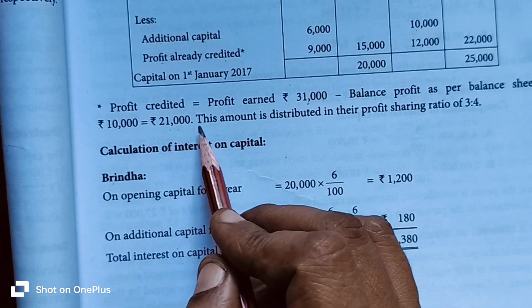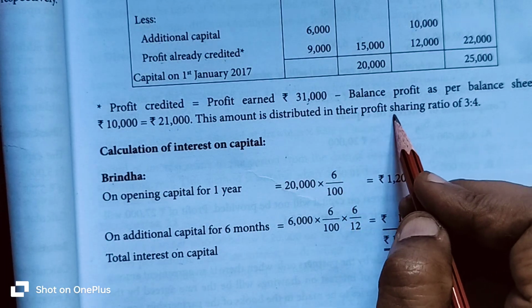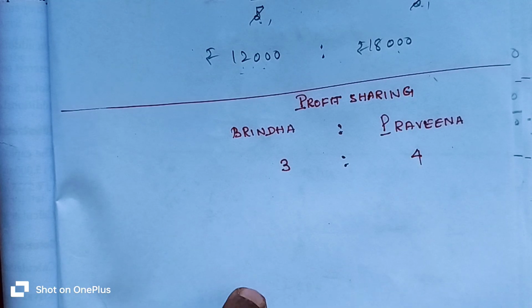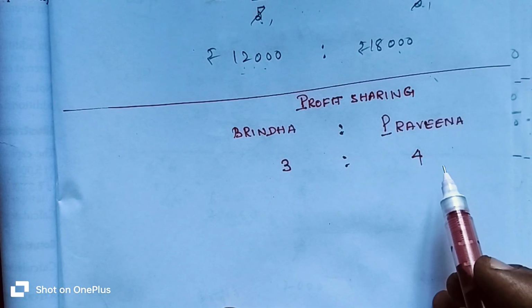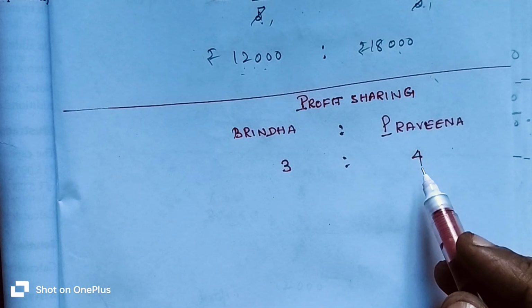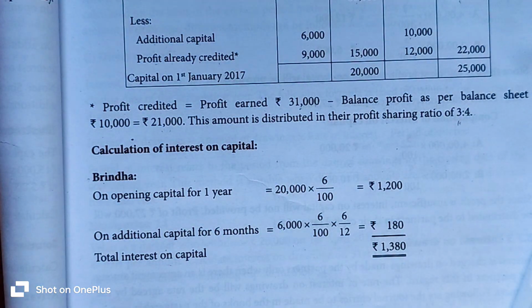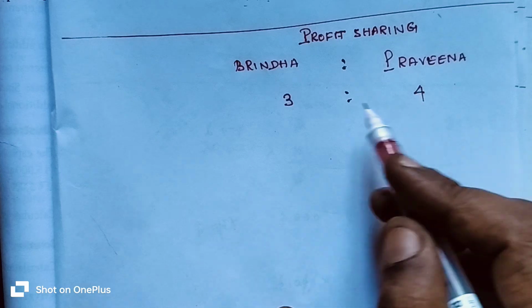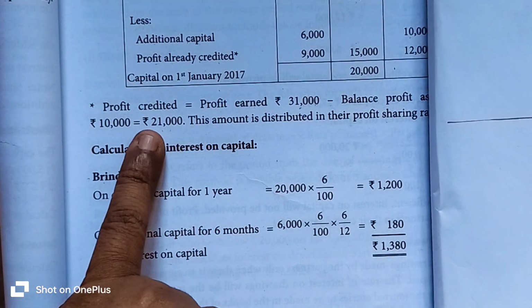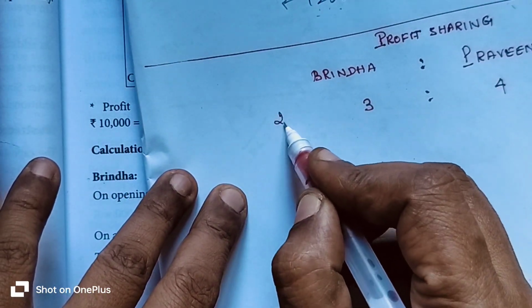This 21,000 rupees profit is to be distributed in the profit sharing ratio of 3:4. You have to show the profit sharing ratio clearly in the answer sheet in the public examination. Brinda's ratio is 3 and Pravina's ratio is 4. In this 3:4 ratio they share their profit. So the profit is 21,000 rupees.